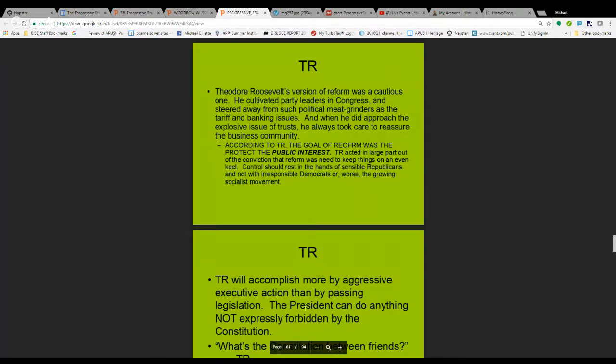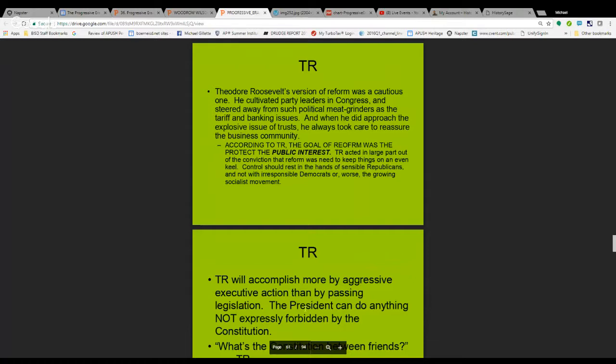Now, what we mean by caution is that he's not a bleeding heart liberal. He is a progressive, but he's not a bleeding heart. You'd have to describe Roosevelt's progressivism as moderate. He's fairly moderate on the progressive scale. He was very successful in cultivating party leaders in Congress, and he was able to steer away from such political meat grinding issues such as the tariff and banking issues. And when he did approach the explosive issue of trust, he always took care to reassure the business community.